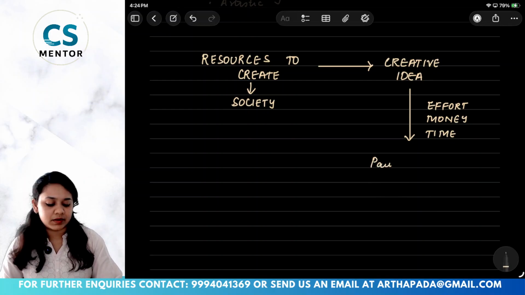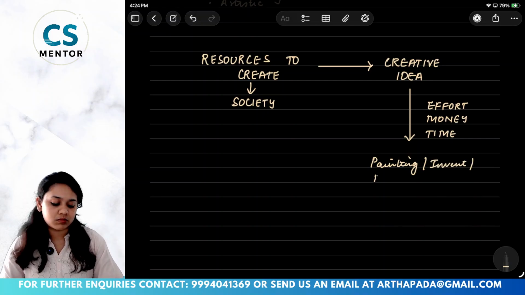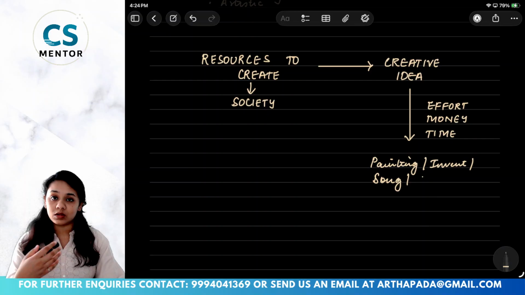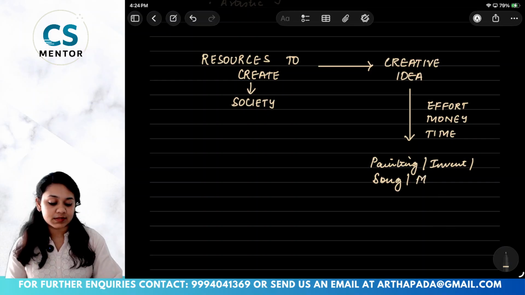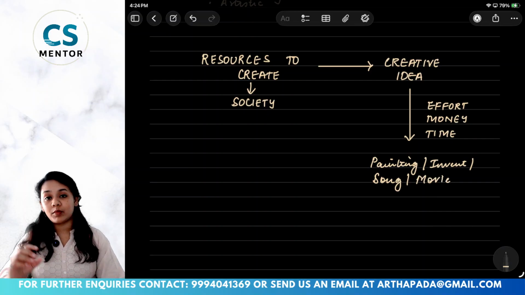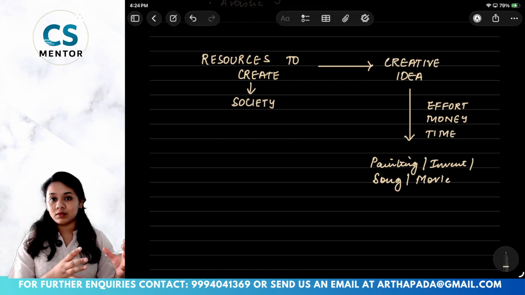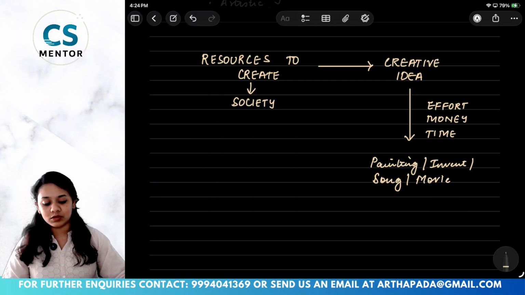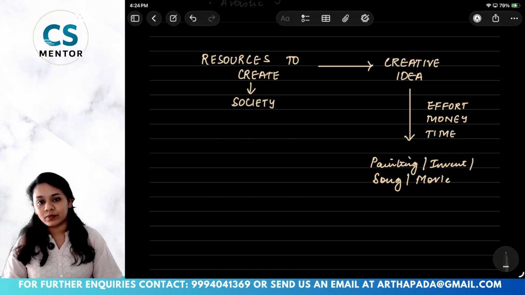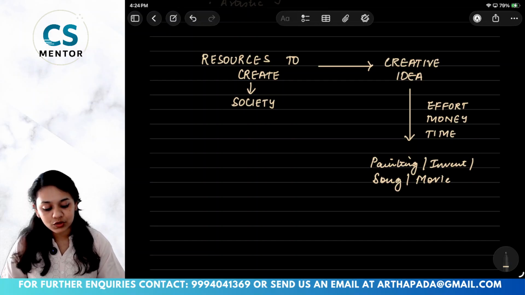Let's say you make a painting, or you invent something new, or you produce some kind of a song, or more importantly, you create a whole movie itself. Okay, from an idea it has become something, we'd say tangible, through effort, money, and time. But now, once you've created this painting, invention, song, movie, etc.